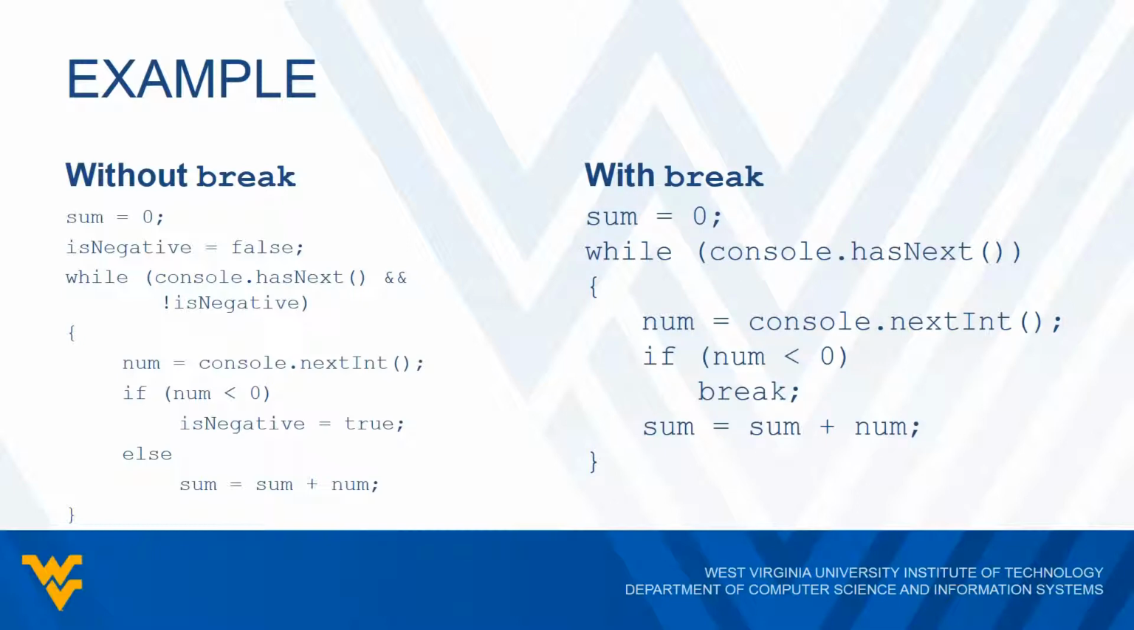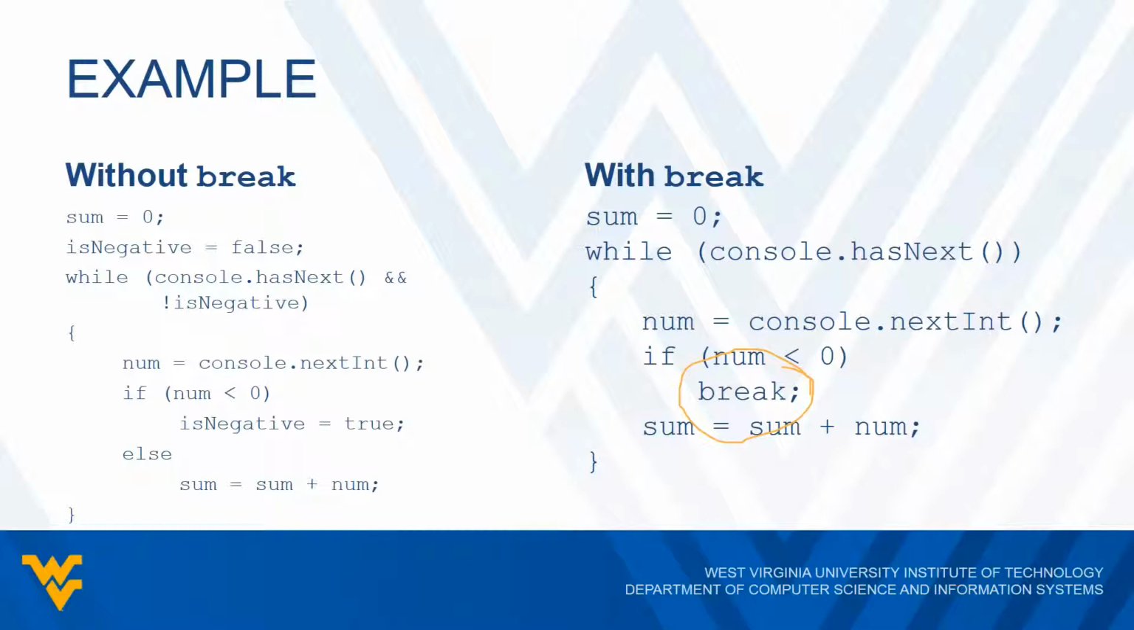Now let's take a look at the exact same code, except now we're using a break statement. Notice that in this case, I don't need my isNegative Boolean variable anymore. We just check as long as there's still something to read, we input the number, and if it's negative, then we immediately include our break statement to get out of our loop because we don't need to go back. Otherwise, we skip the break statement and take our number and add it to sum.